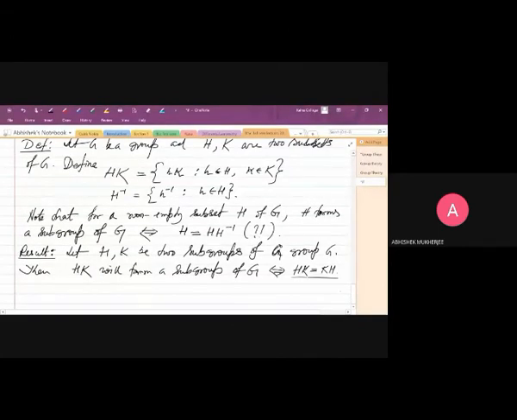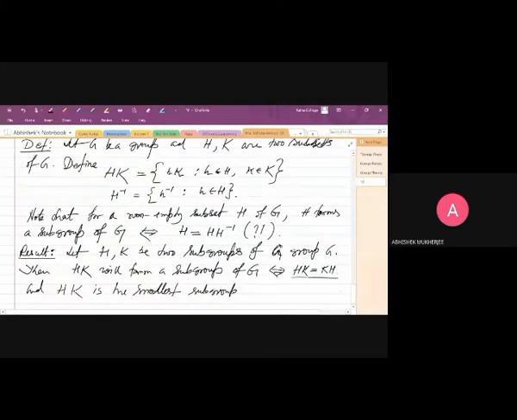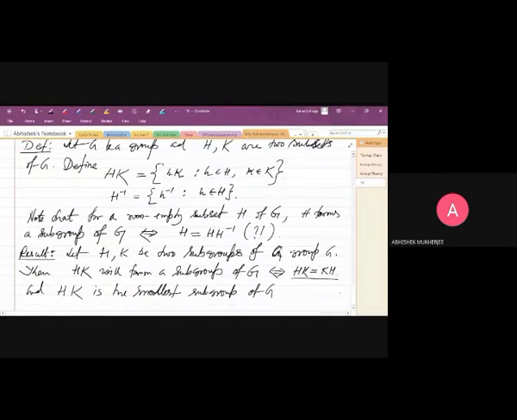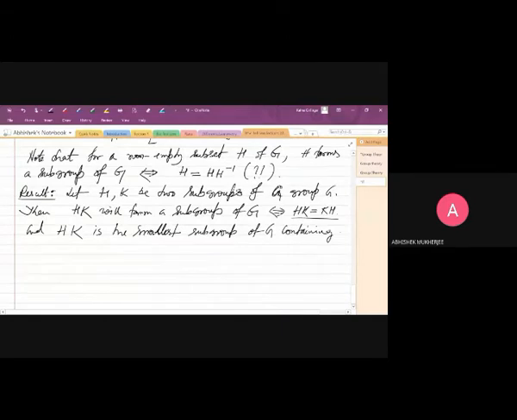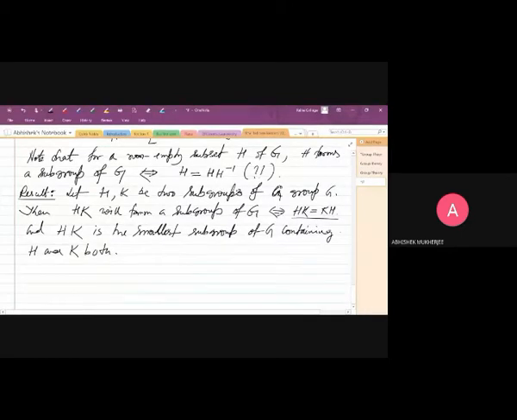That HK will form a subgroup if HK coincides with KH. And not only that, then HK is the smallest subgroup of G containing both H and K. So this will be the smallest subgroup of G containing H and K.